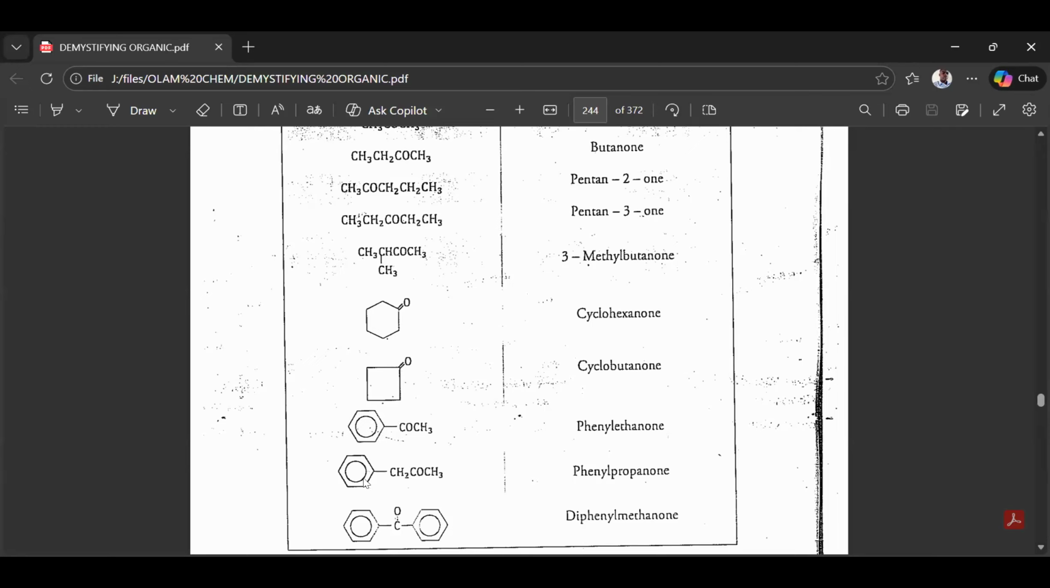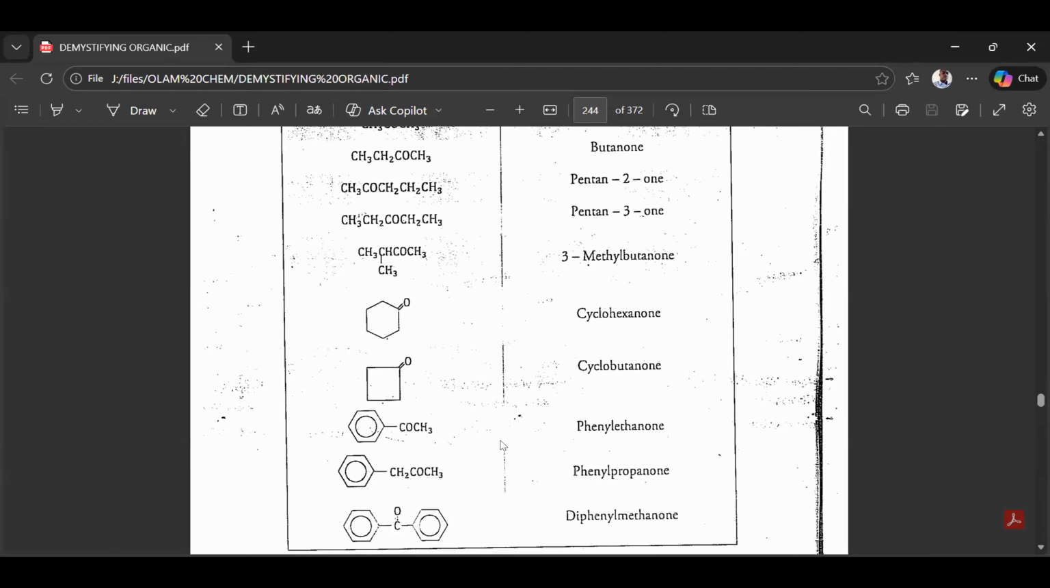Now, the second one, this is phenylpropanone. Now we have this one. There are two groups attached onto this carbonyl carbon. So this one is a ketone which is called diphenylmethanone. That one is the only one which you can call methanone. But in real sense, we don't have methanone separately.